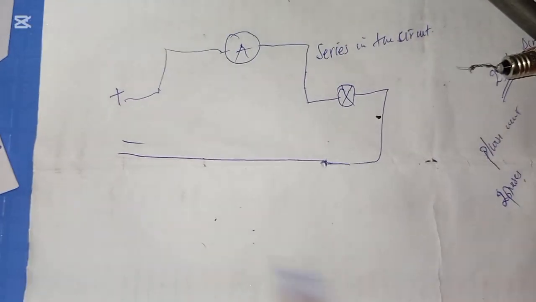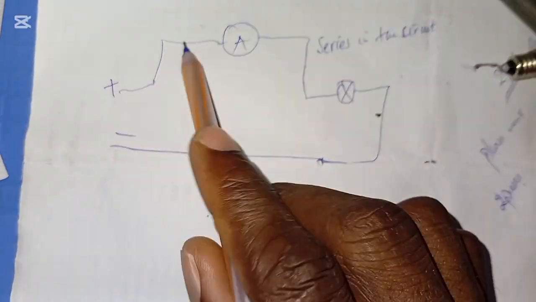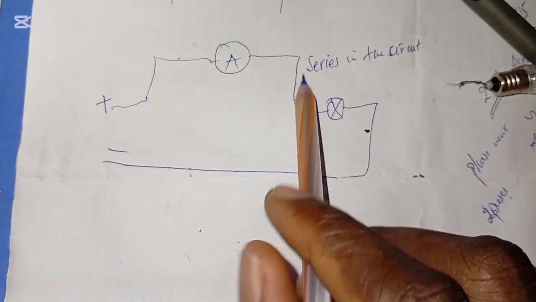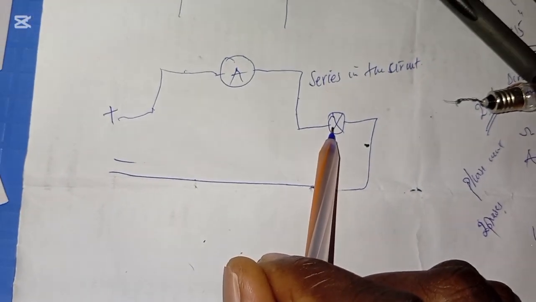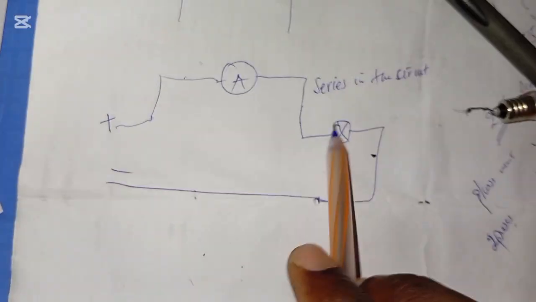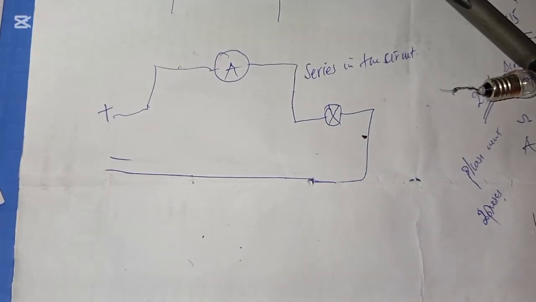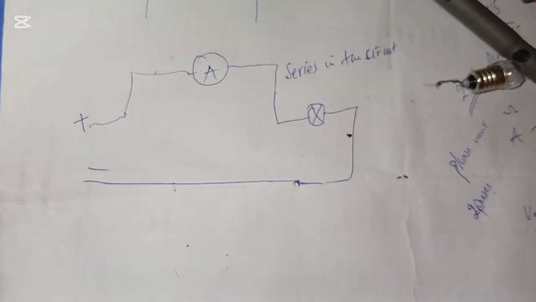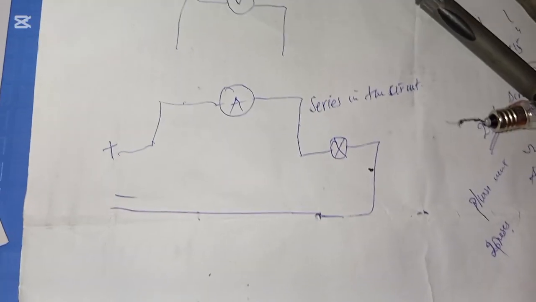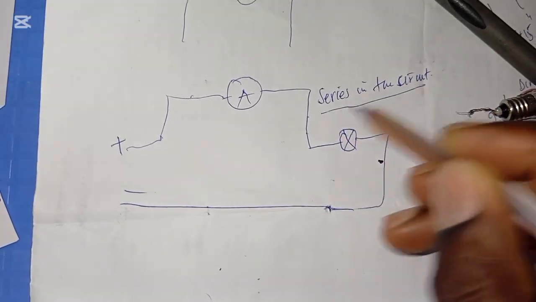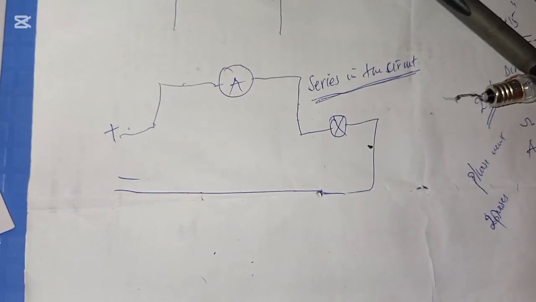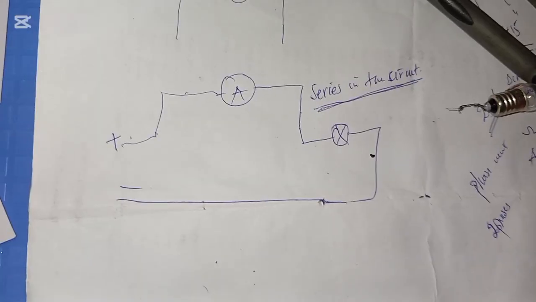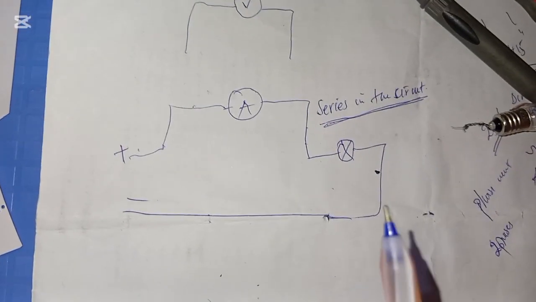What do I mean by series? This means that the current has to flow through the ammeter. Then it goes down to the lamp. Then it comes back to the negative terminal for the return. So this should be connected in series, whereby you will have to break the circuit and insert this inside, which is not the case for a voltmeter. A voltmeter is connected in parallel.